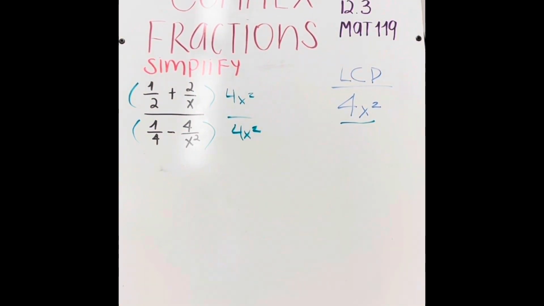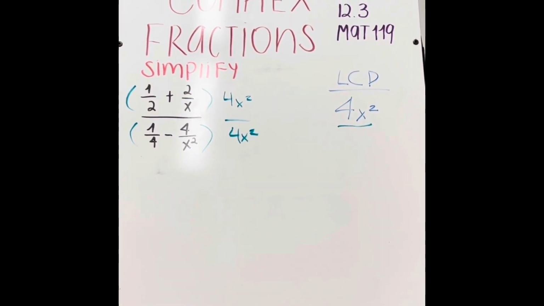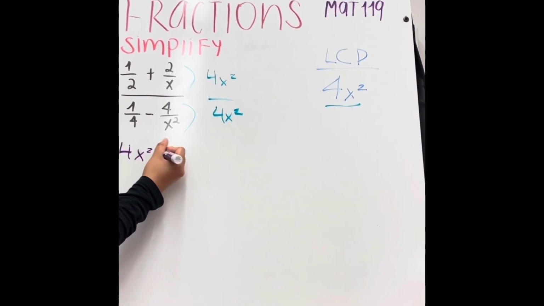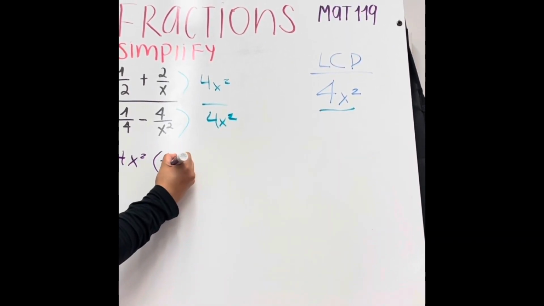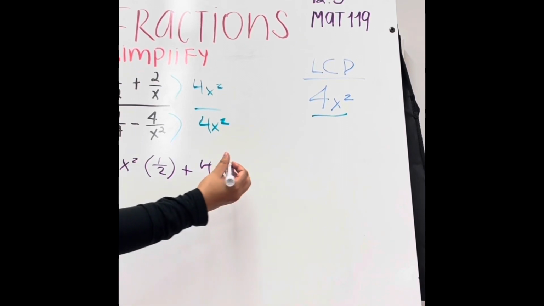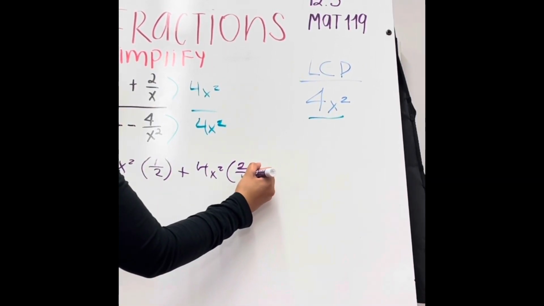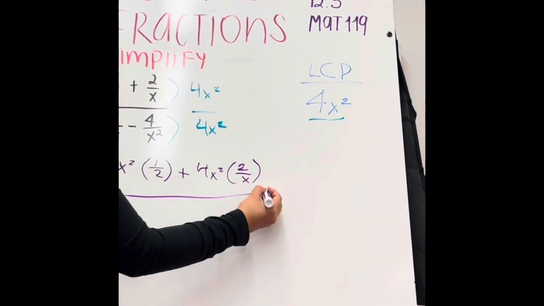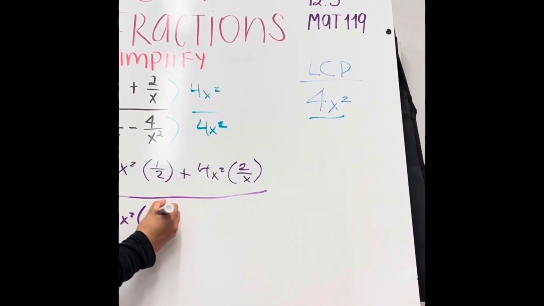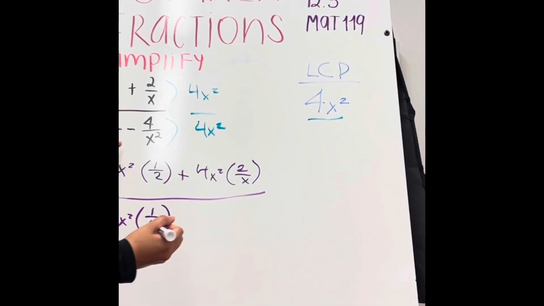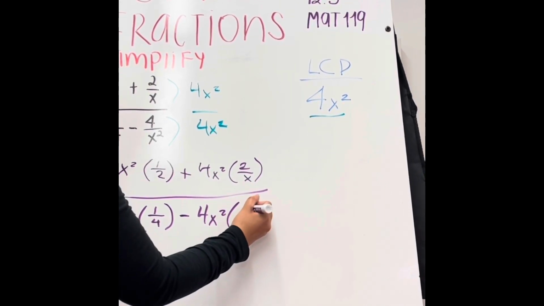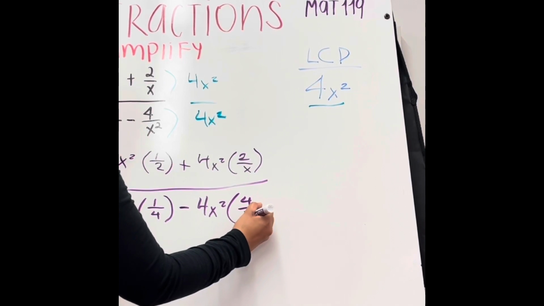Alright? This will be rewritten as 4x squared times half, plus 4x squared times 2 over x, over 4x squared times a quarter, 1/4, minus 4x squared times 4 over x squared.